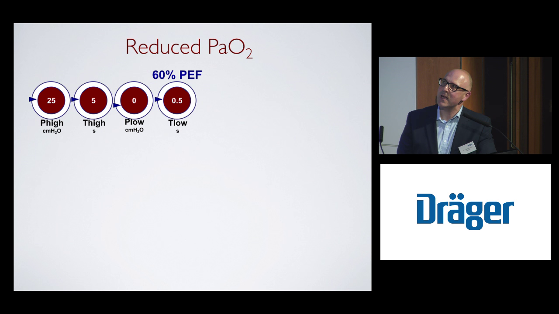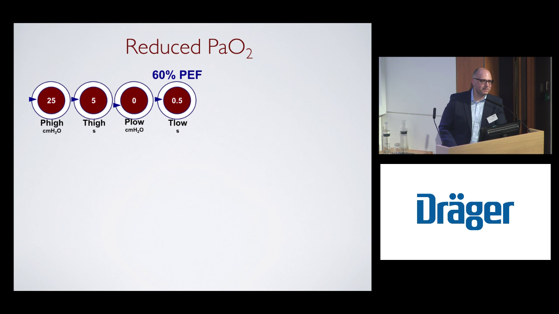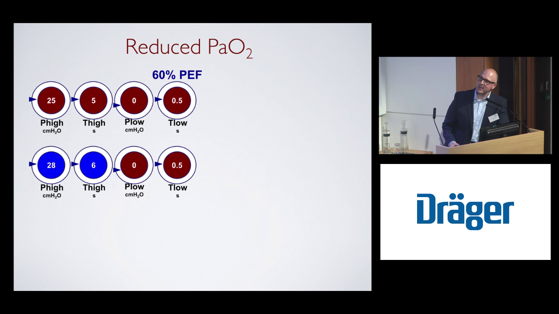PO2 is down. What's the CO2? CO2 is normal, take it from me. Okay, we increase the P high. And we can increase the T high. I think as a general idea, what we want to do is increase the time pressure index. So we can do it this way.